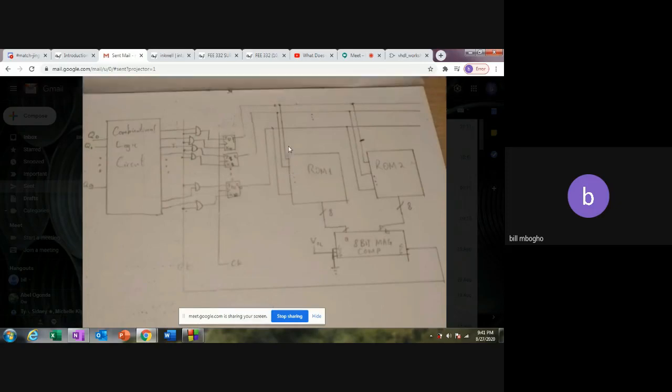Since they are going to be the same, we are going to look at the same memory location for ROM 1, then the same memory location for ROM 2, then we keep going until the last memory location. Yeah, that's basically the automating part. Is there any question about that part?